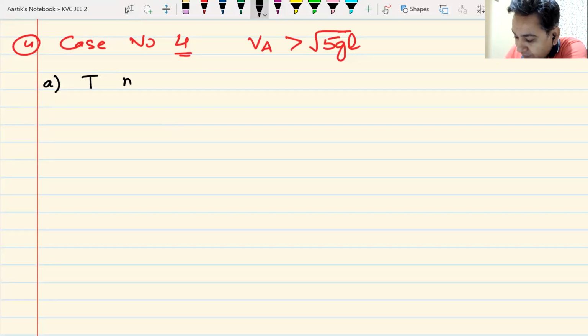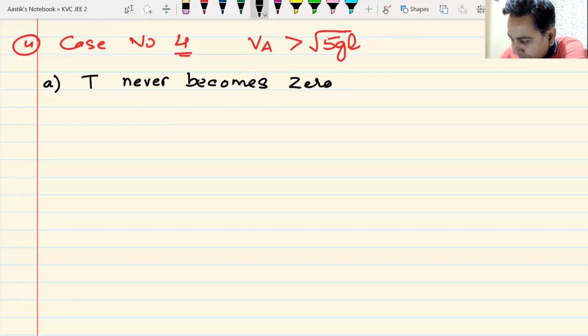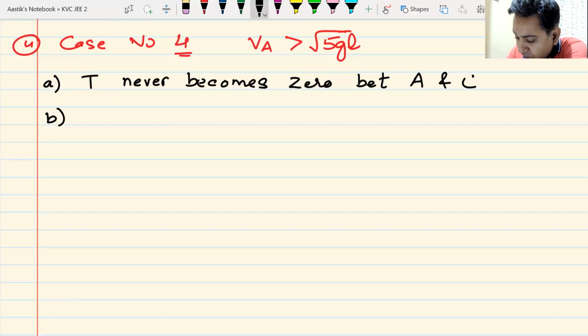Tension T never becomes 0. Do we all agree on this? Sir. Never becomes 0 between A and C. So it will never leave the circular track. What about tension at point C? Will it be 0?